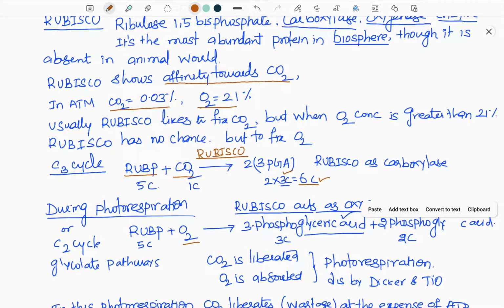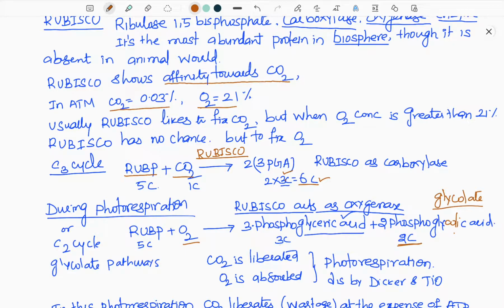This is 2-phosphoglycolic acid, GLYCOLIC. I write it here, glycolate. It is a 2-carbon organic acid, right? A 2-carbon organic acid where phosphate is present on the second carbon.